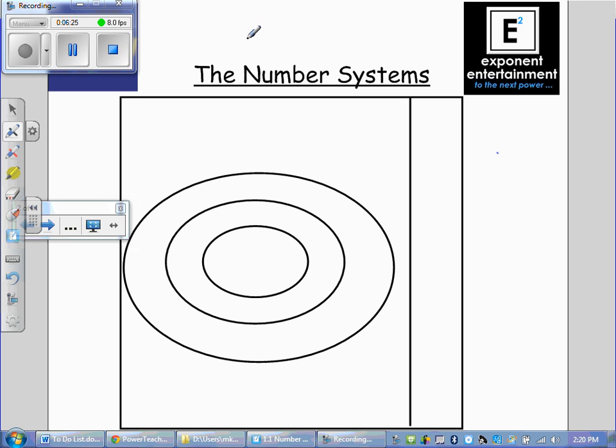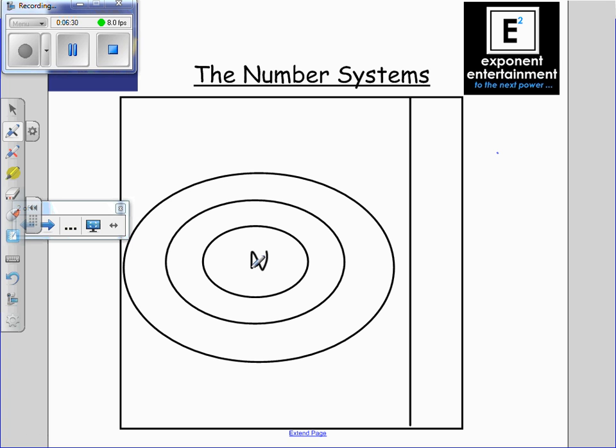So on the inside, we had natural numbers. That's our N. What would be the next biggest thing that includes all natural numbers? Whole numbers. And what's the extra number it adds? 0. What's the next greatest one? Integers. What do those include? That includes your negative counting numbers and whole numbers.